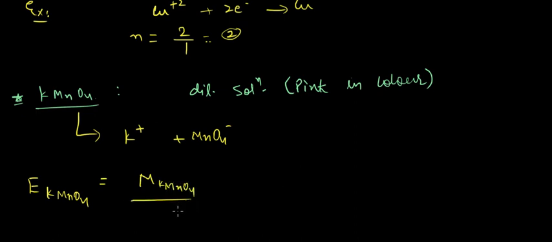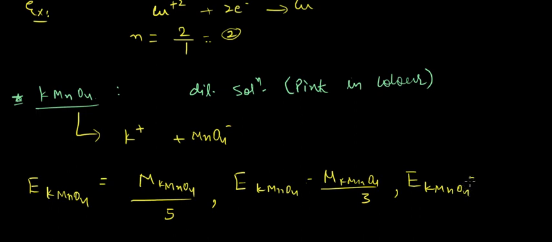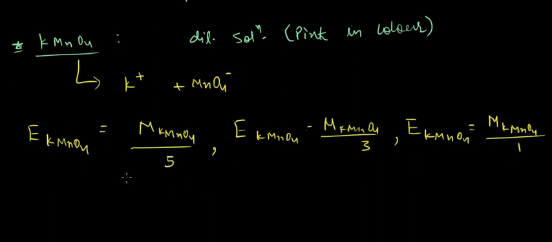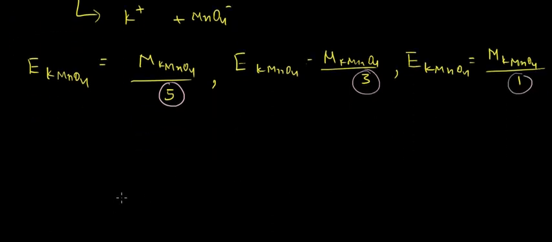upon 5, or the equivalent weight of KMnO4 can be the molar mass of KMnO4 upon 3, or the equivalent weight of KMnO4 can be equal to the molar mass of KMnO4 upon 1. So we can see 3 different n factors of KMnO4 present depending on the nature of the reaction. So what happens here is Mn is in +7 state in MnO4 minus.